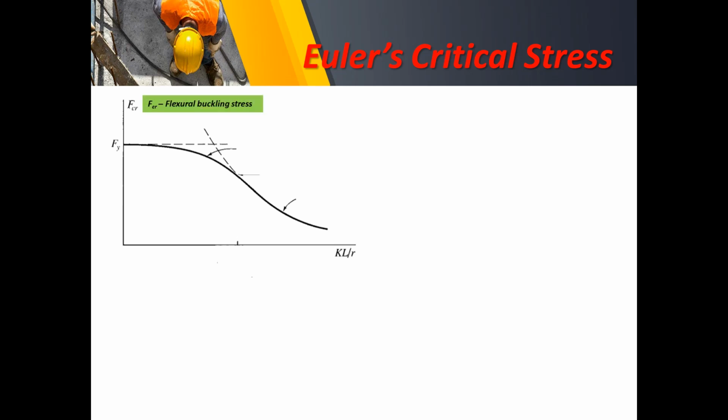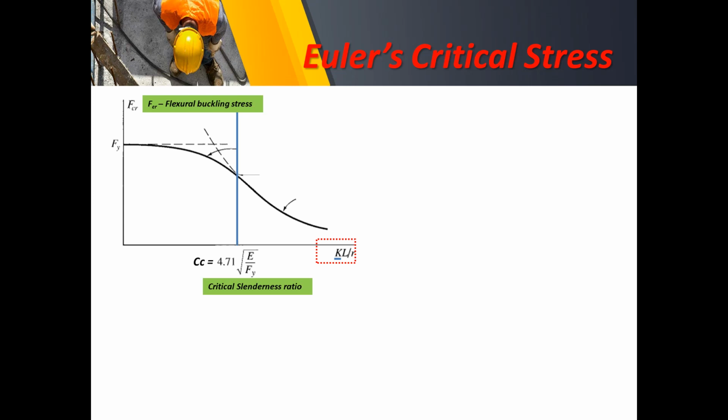So FCR here, we note that FCR is flexural buckling stress. So this is our slenderness ratio, with the factor K. Now this is the boundary between the elastic buckling and the inelastic buckling. So that is given by the equation 4.71 square root of E all over Fy. And that is actually Cc.